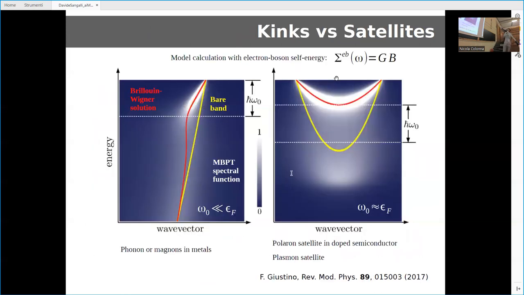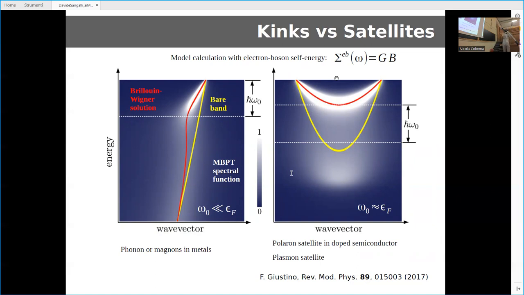Now, electron-phonon gives you the line width, while the plasmon gives the satellites. And why is it so? This can also be understood from this plot. Here we are again looking at the many-body spectral function, for a model system, where there is, in general, a self-energy, the Green function times a boson. It can be either a plasmon or a phonon, whatever. And you see two different cases.